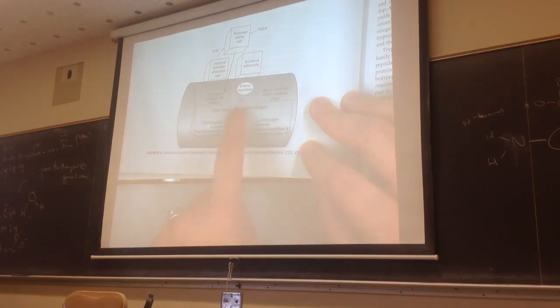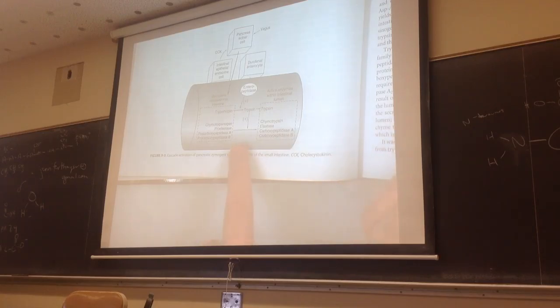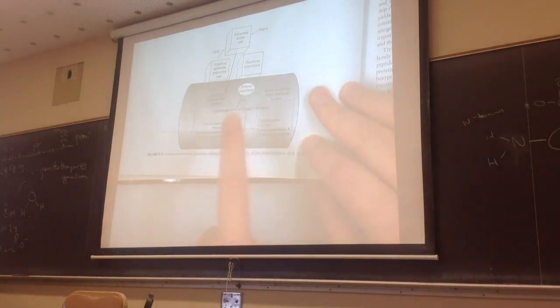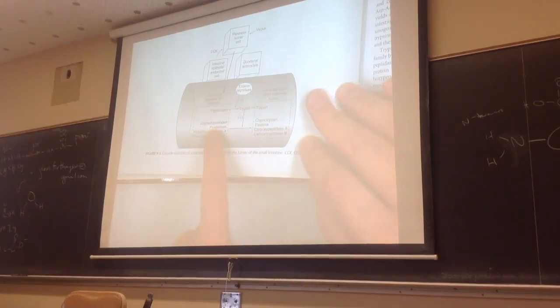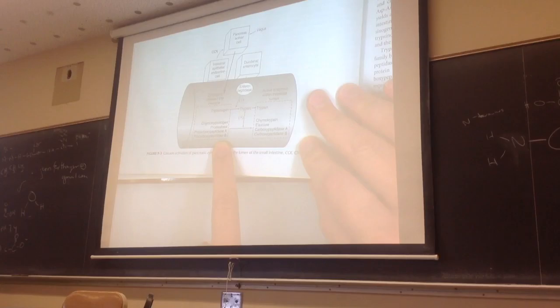Trypsin can activate a couple of different ways, right? So trypsin can do its own work, or trypsin can come down here and activate these other pre-active enzymes. So you've got chymotrypsinogen, which gets cleaved to chymotrypsin. Proteolastase gets cleaved to elastase. Procarboxypeptidase A gets cleaved to carboxypeptidase A, and procarboxypeptidase B gets cleaved to carboxypeptidase B.